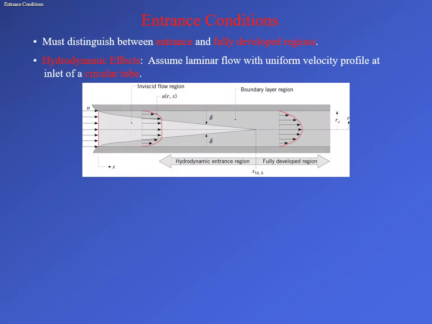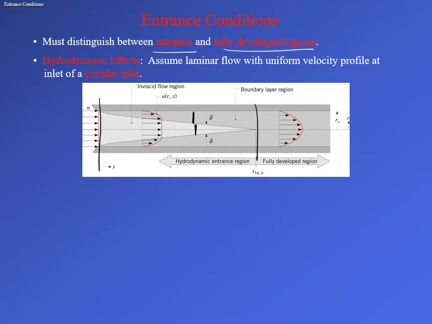We have to distinguish between the entrance and the fully developed conditions. So there is a point, let's use a different color, from the point of entrance to the point where the boundary layers meet, and this region is called the entrance region. In this region, the flow is still developing, and a part of the flow is in the viscous regime where the boundary layer exists, and a part of the flow is still having a uniform velocity profile from the inlet.